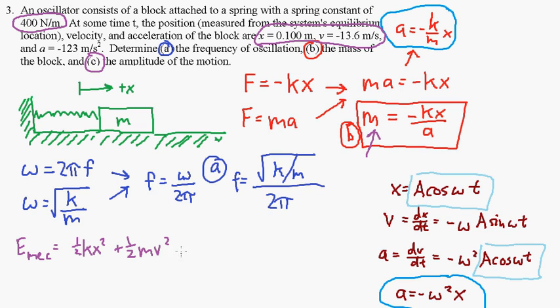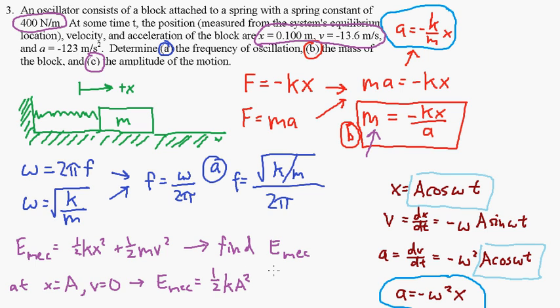So you plug all those in, and you find what E mech is, and then you say that at x equals A, that is when this guy has reached its maximum x position, then when x equals A, v equals 0. So that means E mech equals 1/2 k A squared plus 1/2 m v squared, which is going to be 0 there.